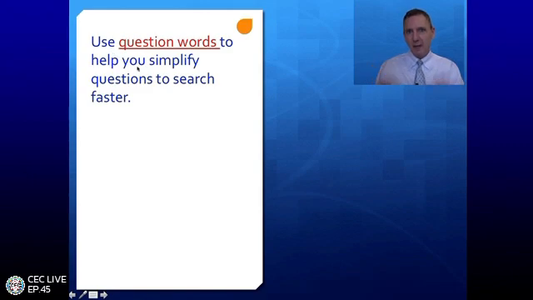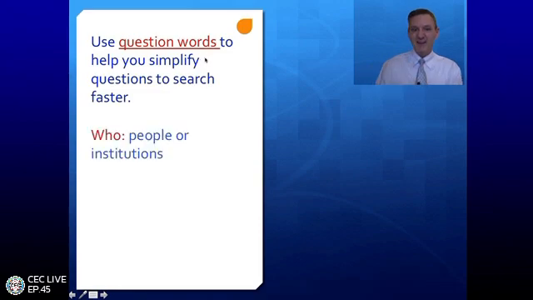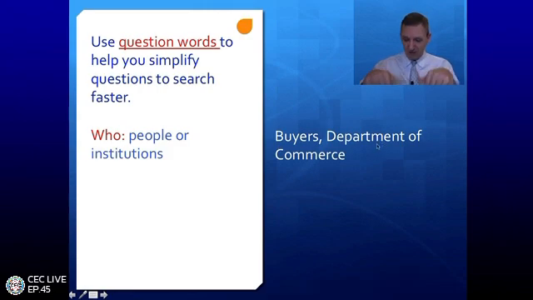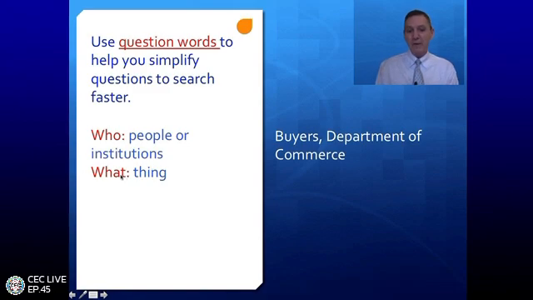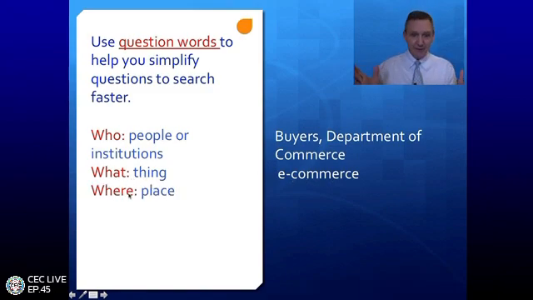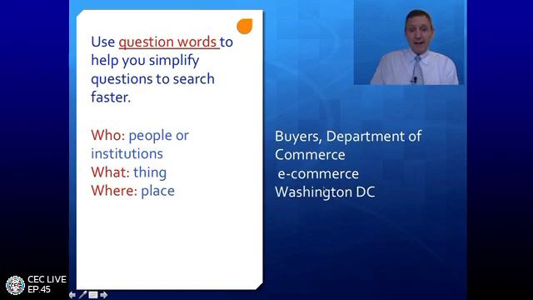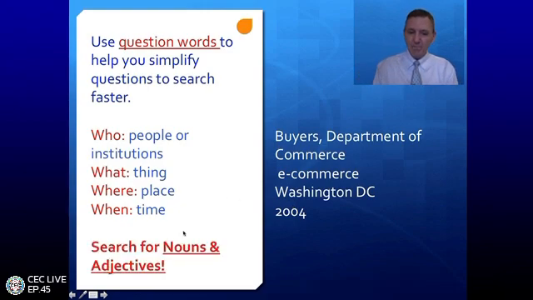So what is the tip? How do you find specific information related to these questions? Well, you use your question words, like who? There's an example. Maybe you're looking for a buyer or a person or a Department of Commerce. Looking for what? A thing, like e-commerce. Just a thing, that's all we're looking for. Maybe you're looking for a place, like Washington, D.C. Or maybe you're looking for when, a time, in a date, 2004, right?